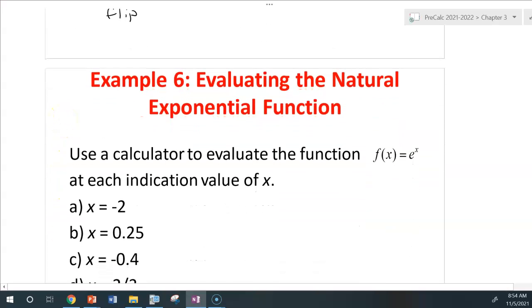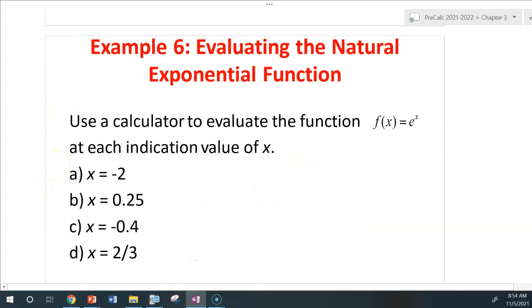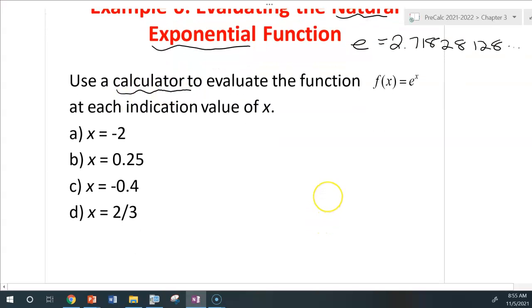All right, now the next thing we're going to do is the natural exponential function. That's where we get that number e. And I'm going to write it down. e is 2.7182828, and it goes on and on. You can use this on your calculator. So we're going to use our calculator to do each one of these.